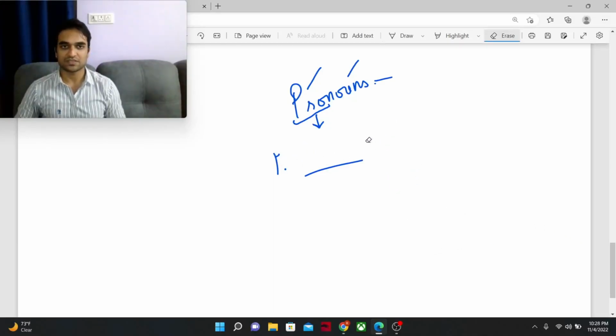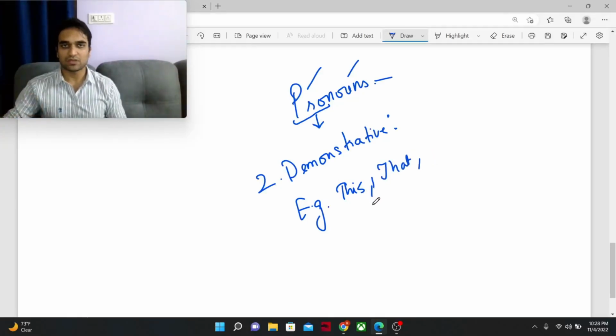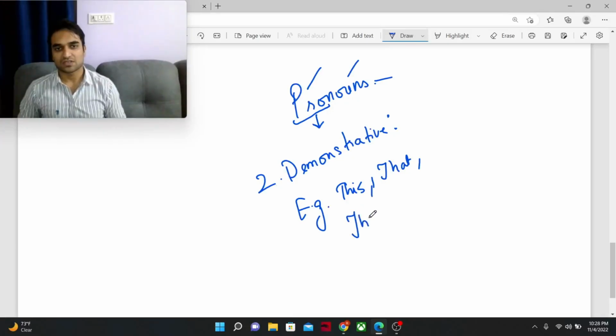Simply put, if I say the definition, it means the pronouns that are used to point towards something are called demonstrative pronouns. If you look at the examples, it would be clearer. You have the pronoun this, that. Similarly, you have the plural of these. The plural for this is these, and the plural for that is those.